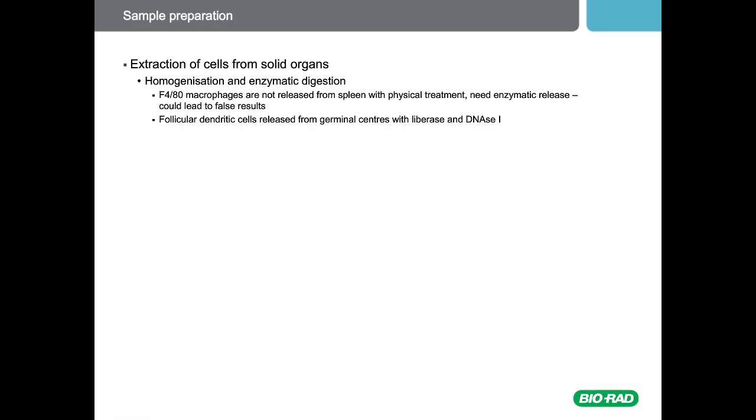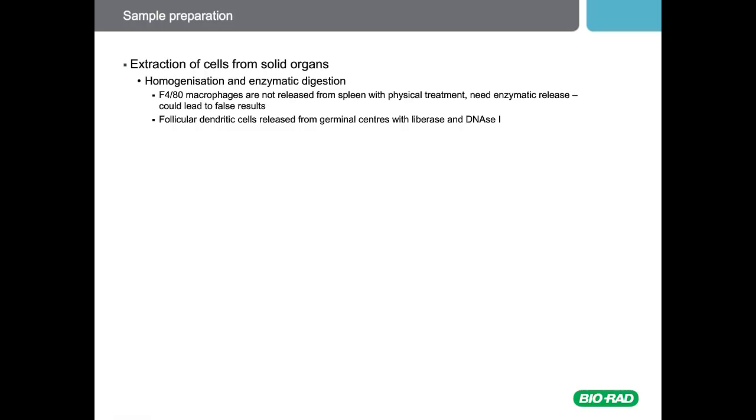A couple of examples of where enzymes are required are F4/80 macrophages and follicular dendritic cells. Although F4/80 staining is really strong on spleen sections, red pulp macrophages are not readily released with physical treatment alone. Collagenase treatment, which cleaves peptide bonds in collagen, is required to release these cells. Follicular DCs are only released from germinal centres with treatment with Liberase and DNase 1.